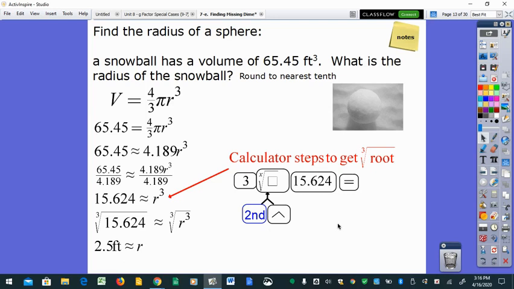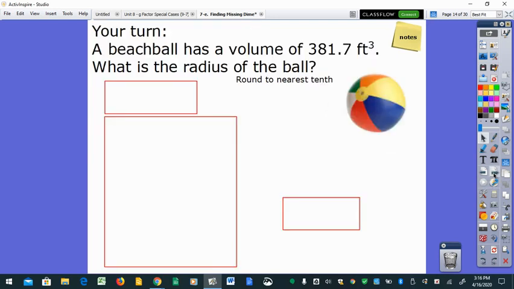If you need to pause the video to do that, please do. But we're going to go on and do a couple more with a sphere or a hemisphere. So here comes a beach ball. Its volume is 381.7 feet cubed. Didn't even need the word volume because I can see that it's a volume by its units. And we need the radius of the ball. Remember, there's no height in the formula for a sphere. So once I'm given the volume, I can find the radius.